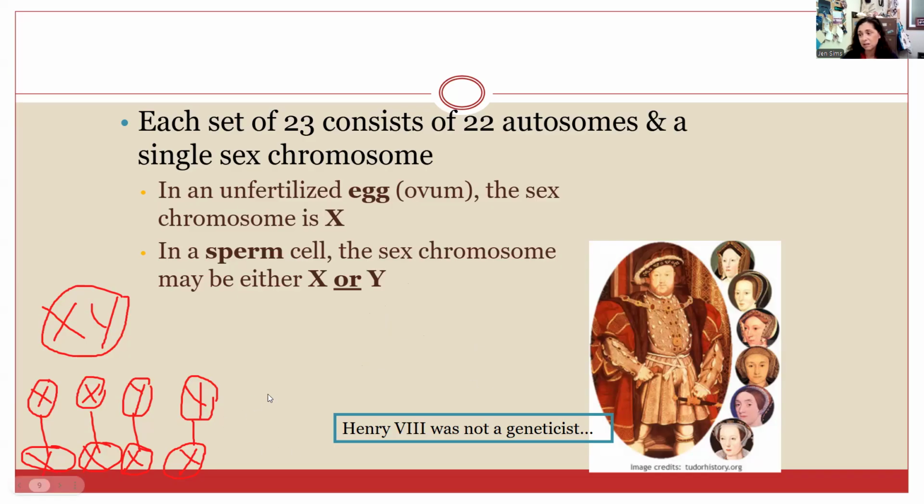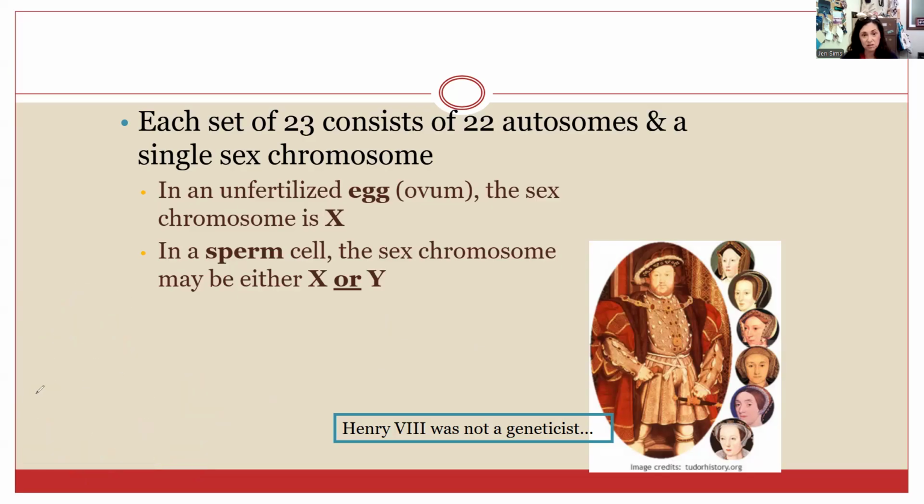Remember that Henry the Eighth guy? He was killing all of his wives. Remember that guy? Because they were producing only girls. He was quite obviously not a geneticist, because it was his fault.